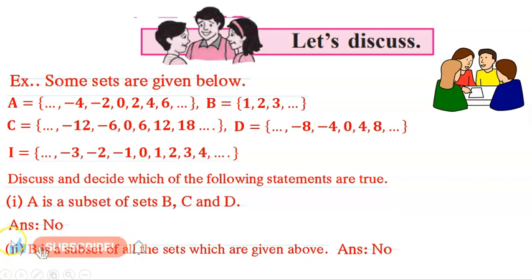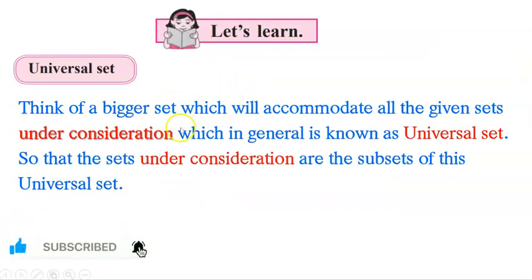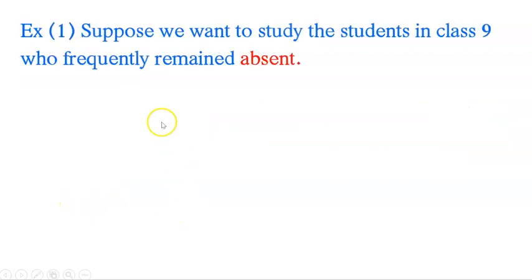Okay, now the next set is a universal set. Think of a bigger set which will accommodate all the given sets under consideration, which in general is known as the universal set, की ज्या सेटमध्ये सर्व सेट्स असतात under consideration. So that the sets under consideration are the subsets of this universal set. Okay, तर त्यासाठी एक एक्झाम्पल बघूया आपण.